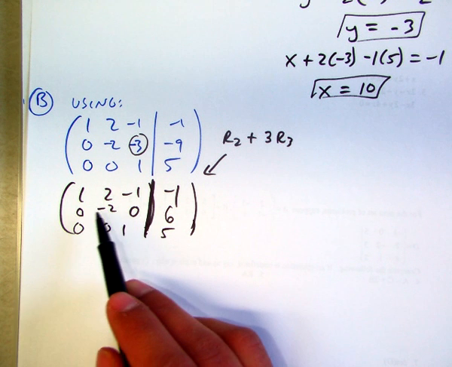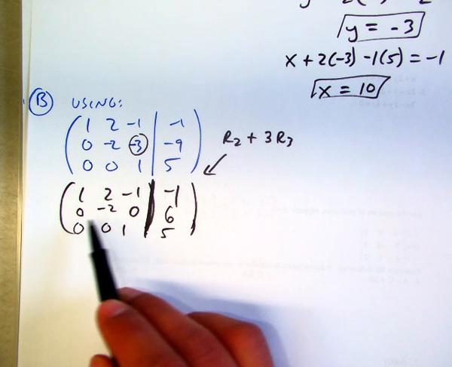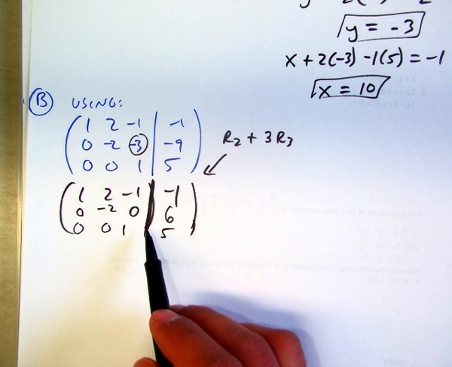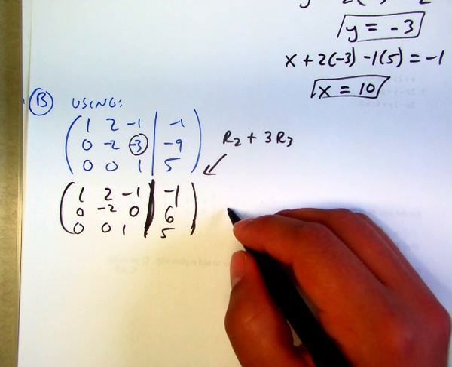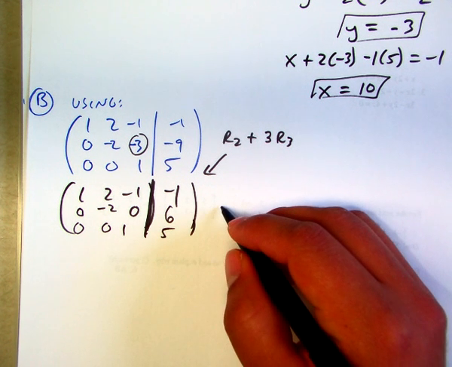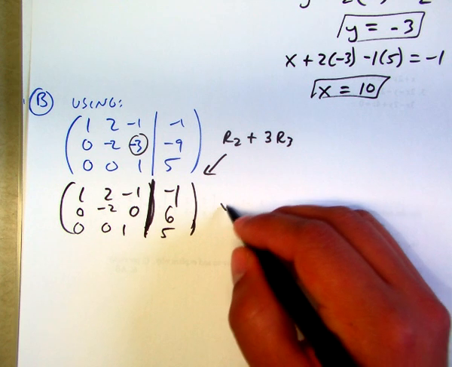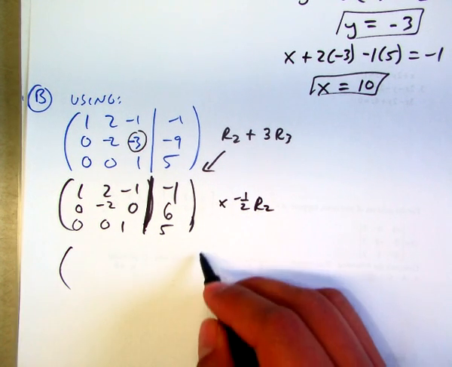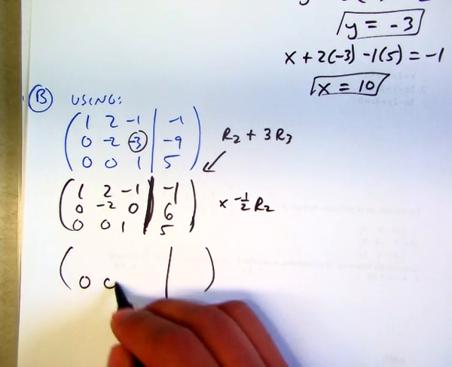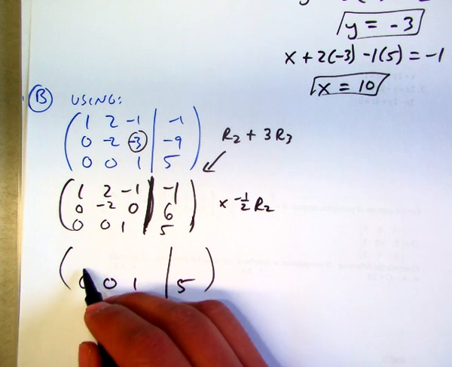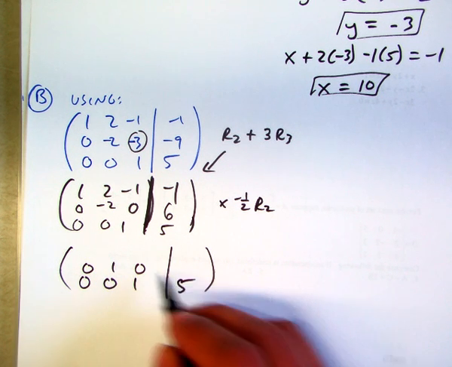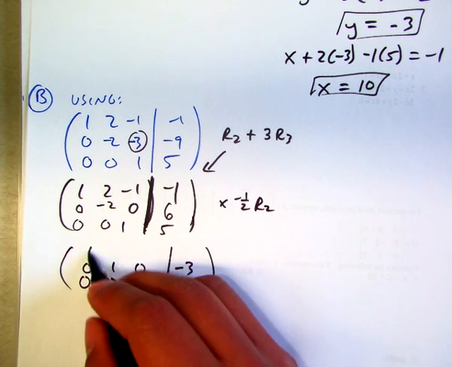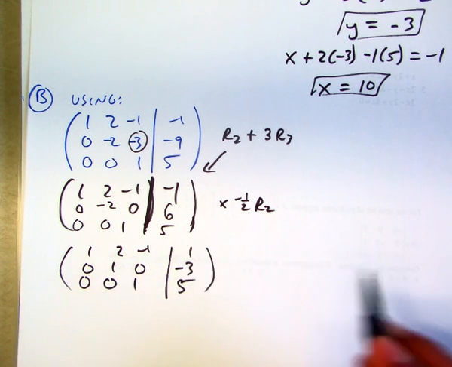We almost have this row exactly the way we need it. What do I need to do to this row? Divide by negative 2. We like to say multiply by negative a half, but same difference, same idea. So we get 0, 0, 1, 5, 0, 1, 0, negative 3, 1, 2, negative 1, 1.